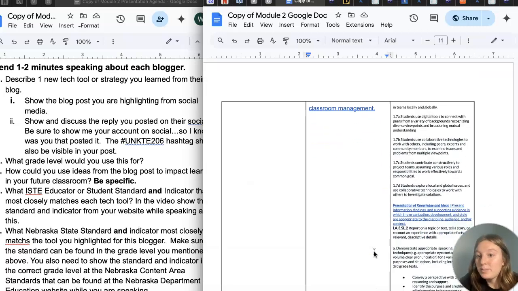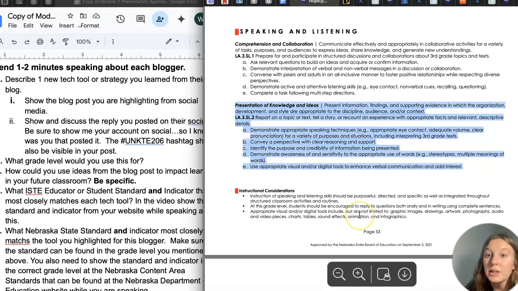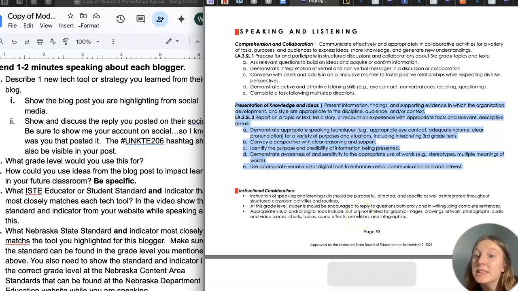And then for my Nebraska standard, I put present information, findings, and supporting evidence in which the organization, development, and style are appropriate to the discipline, audience, and/or context. I put this because you're presenting your information, findings, and support, and I feel like it's very important when you're presenting this stuff because you want other people to see it and give you feedback on that.